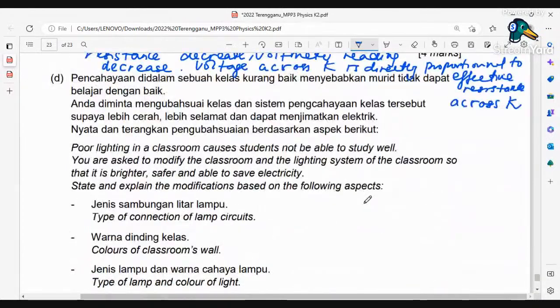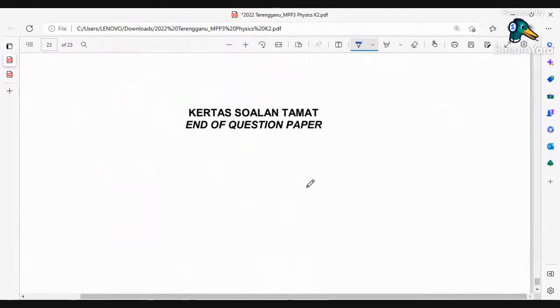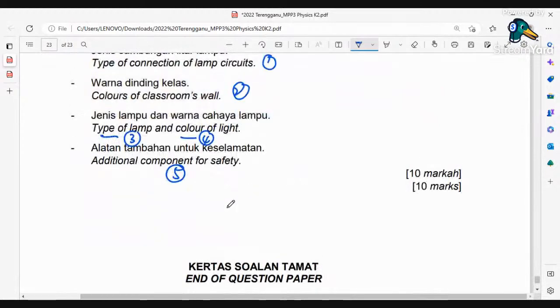Okay, look at the next question. Poor lighting in a classroom causes students to be unable to study well. You are asked to modify the classroom and the lighting system so that it is brighter, safer, and able to save electricity. We have 4 aspects here: type of connection, colours of classroom, type of lamp, and colour of light. Plus one more, so there must be 5 suggestions. Okay, write in table form.